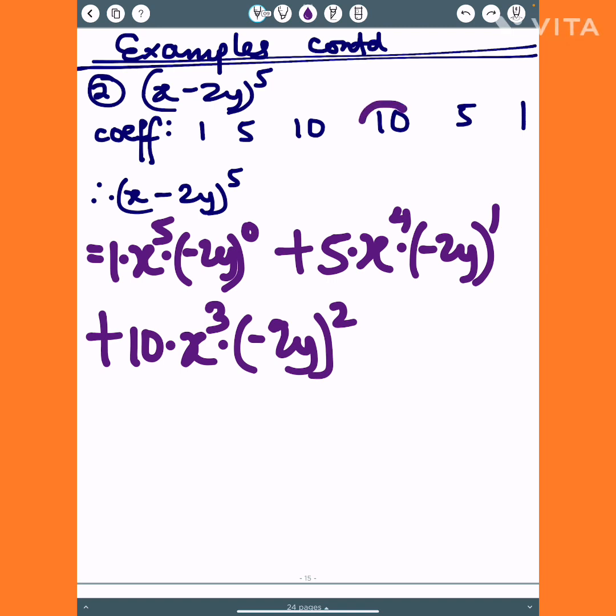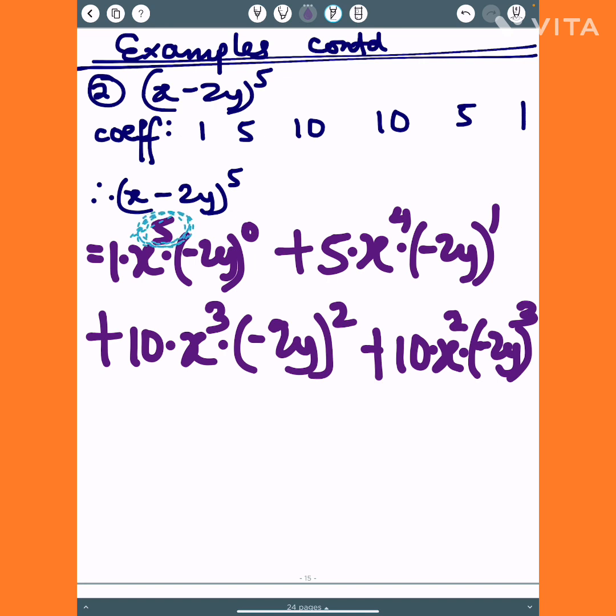For the fourth term, I'll write my coefficient 10. Take x raised to power 2 now, times minus 2y raised to power 3. So the power of x starts from 5 and decreases to 4, 3, 2, and the power of minus 2y starts from 0 and increases to 1, 2, and 3 in the fourth term.